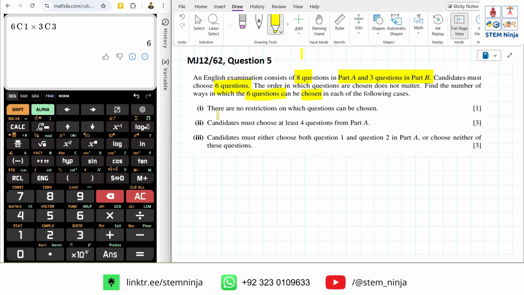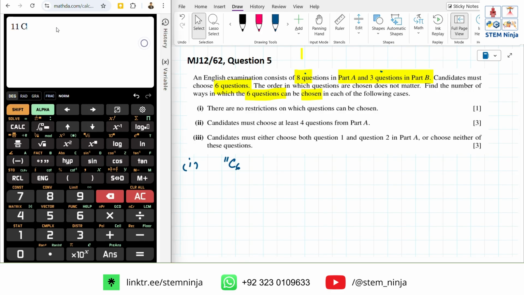There are no restrictions on which questions can be chosen. So that means we can choose from 8 and 3, only 6. So no restrictions. 8 plus 3 is 11, so 11C6, which is 462.